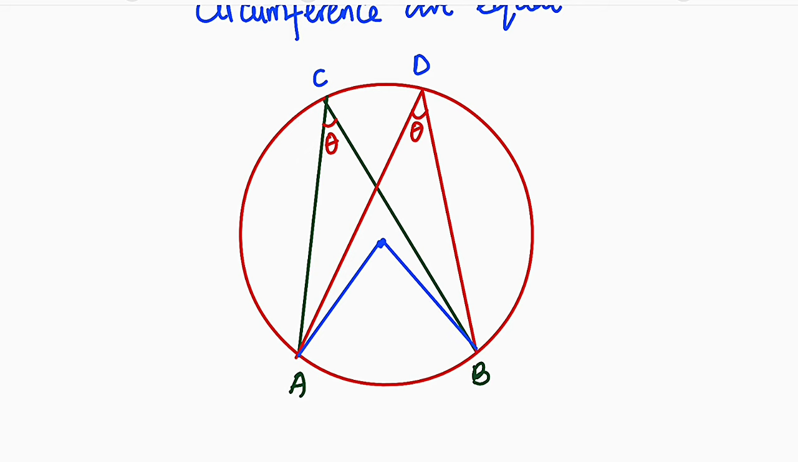Remember that we have proven this theorem yesterday that this angle right here is always twice that angle subtended to the circumference from the same arc. And you can see that all of these three angles are formed from the same arc. So if this is theta, this must be 2 theta.